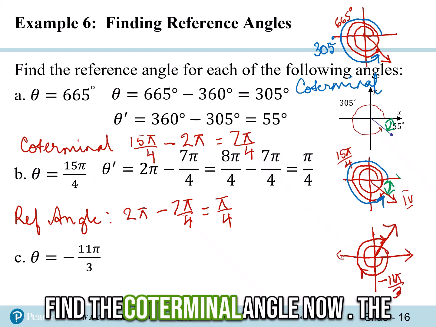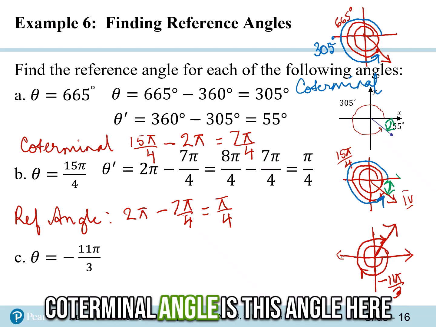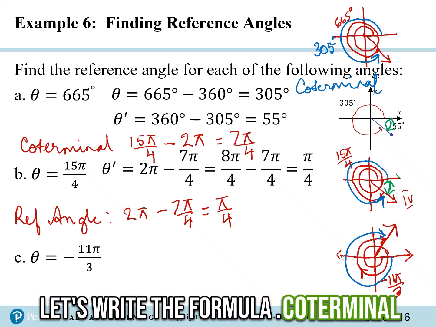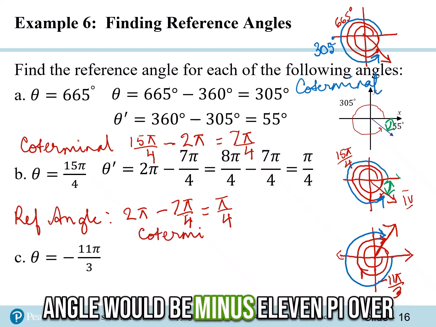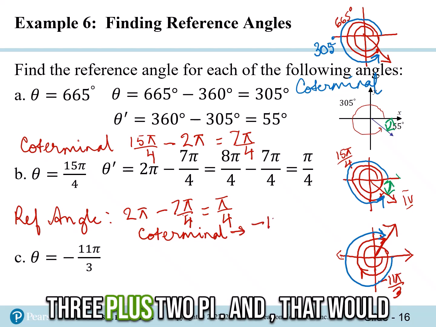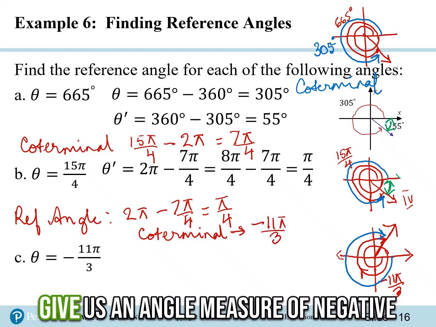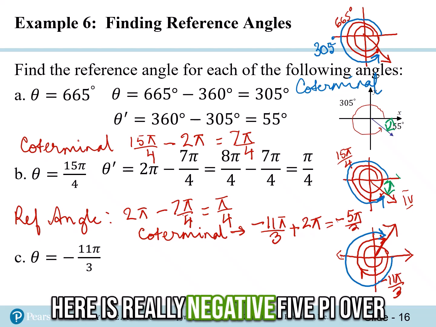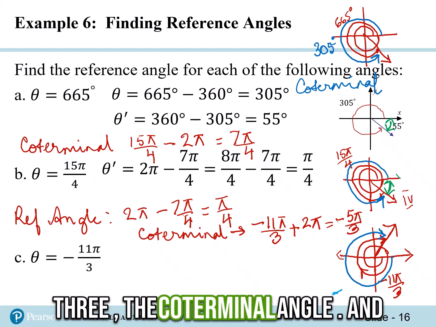Find the coterminal angle now. The coterminal angle is this angle here. Let's write the formula. Coterminal angle would be minus 11 pi over 3 plus 2 pi. And that would give us an angle measure of negative 5 pi over 3. So this angle here is really negative 5 pi over 3, the coterminal angle.